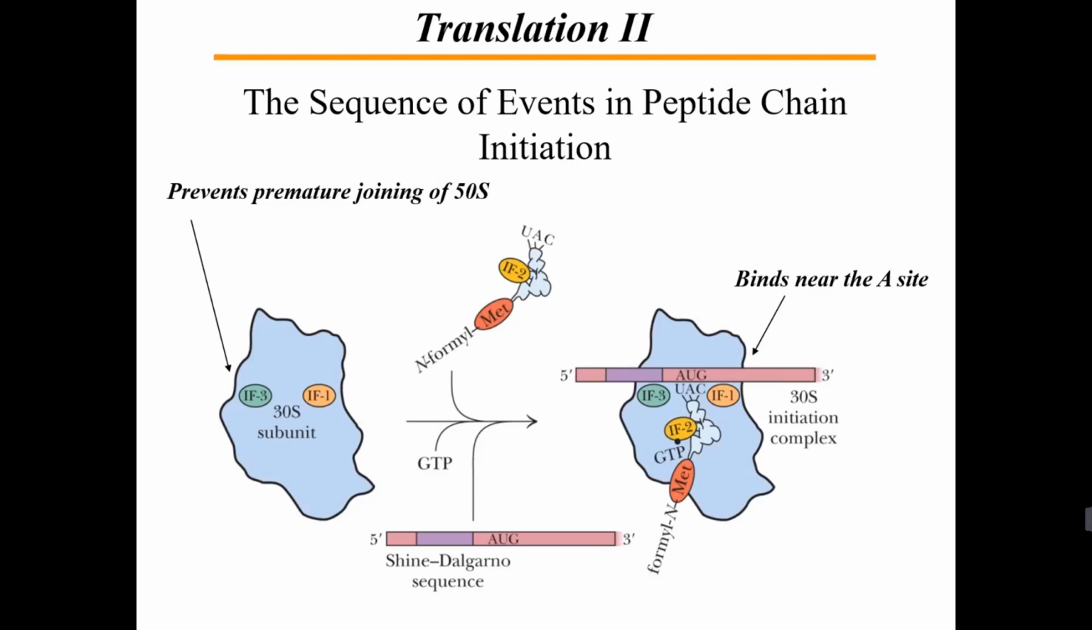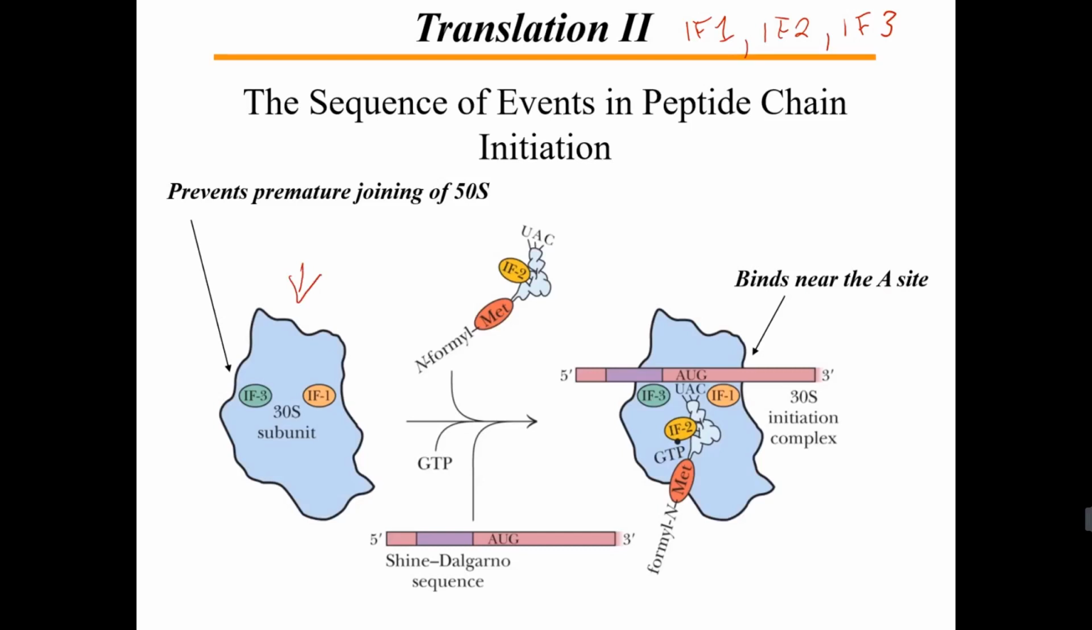Okay, so let's first assemble the 70S ribosomal initiation complex. For the first sequence of events in polypeptide chain initiation, what we need are 3 protein factors, the initiation factors, which are essential. And they include IF1, IF2, and IF3. Okay, so the 30S subunit first forms a complex with IF3 and IF1.